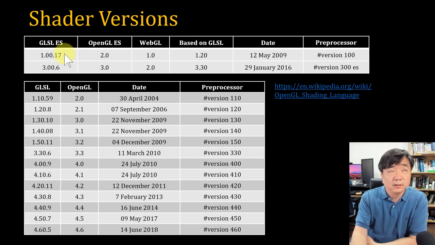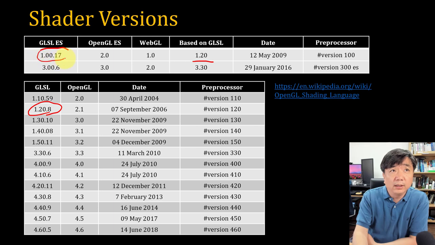But in the case of OpenGL ES, OpenGL ES 1.0 does not use the shading language. In OpenGL ES 2.0, they use GLSL ES. It is based on GLSL 1.2. As I already commented, WebGL 1.0 is based on OpenGL ES 2.0. And WebGL 2.0 is based on OpenGL ES 3.0. OpenGL ES 3.0 uses GLSL ES version 3.0, which is based on GLSL 3.3, so in here.